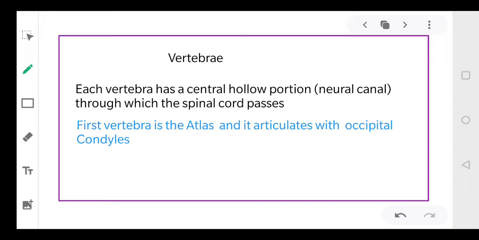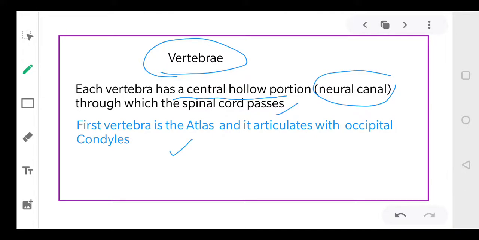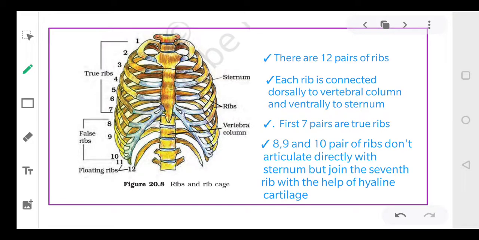Okay, now before that let's see vertebra. Let's talk about the structure of the vertebra. Now each vertebra has a central hollow portion जिसे हम कहते हैं neural canal. तो हर एक vertebra में एक central portion होता है जो खाली होता है, जिसके through spinal cord पास होती है. First vertebra, that is called atlas, and it articulates with occipital condyles. तो पहला जो आपका vertebra है, that is called atlas, और ये आपकी occipital condyles से articulate करता है.